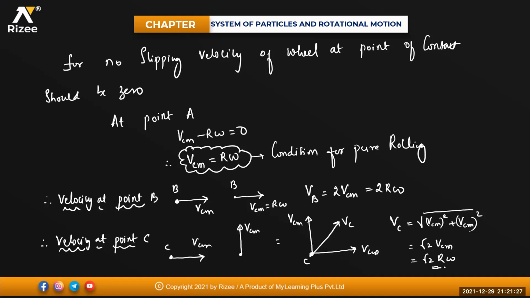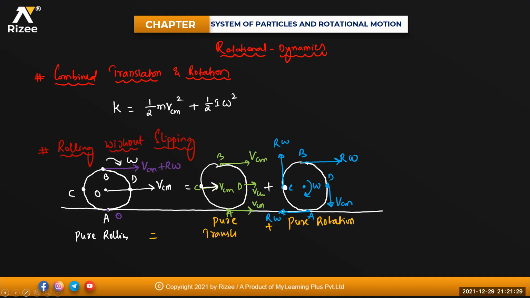Isn't it? And at point C, what is the direction, beta? You see? At point C, the resultant direction will be in this direction. And at point D, if I'm taking, say at point D, this is VCM and this one is in the downward direction.